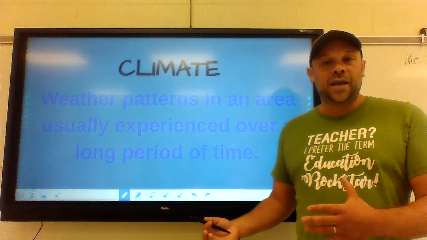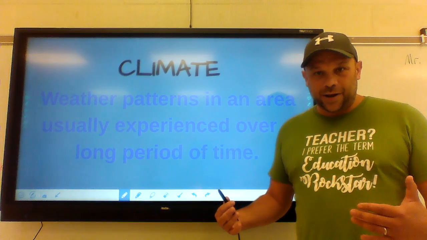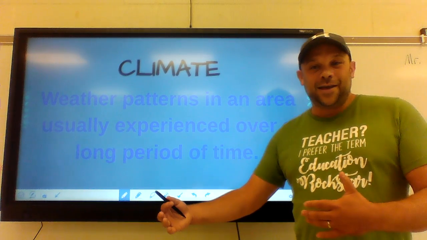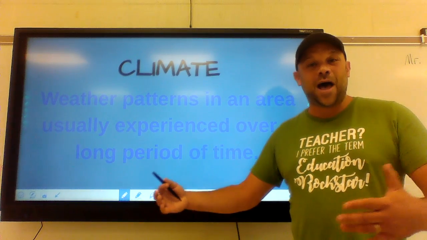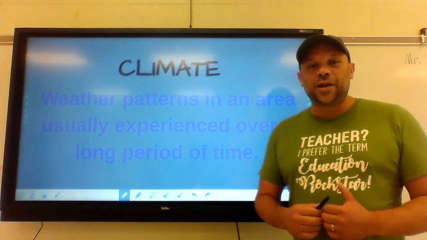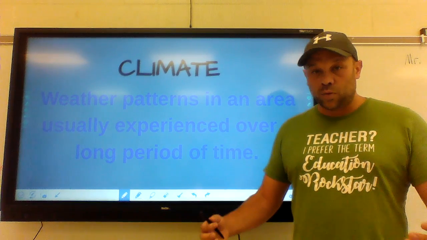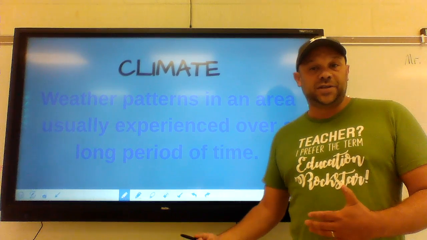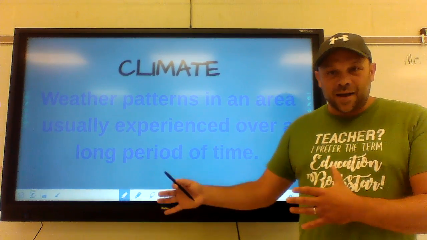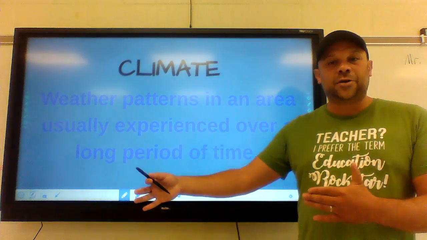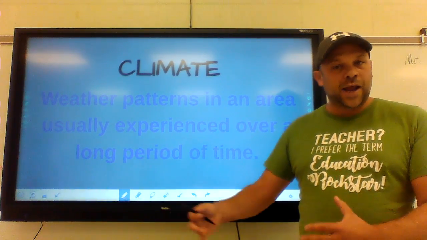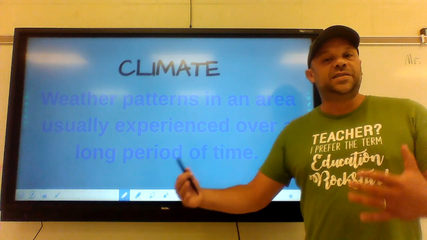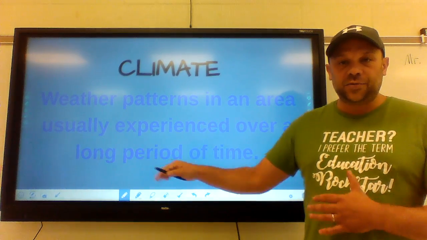If you look at the climate in a tropical area, like in the Caribbean, if you go down to Jamaica or the Bahamas or somewhere like that, you're going to experience much warmer weather, and they don't really have a winter season there because they're closer to the equator. So that's climate. Those are just those long-term patterns of weather. How much rain do you get over the course of a year? What's the average temperature? That all has to do with climate.